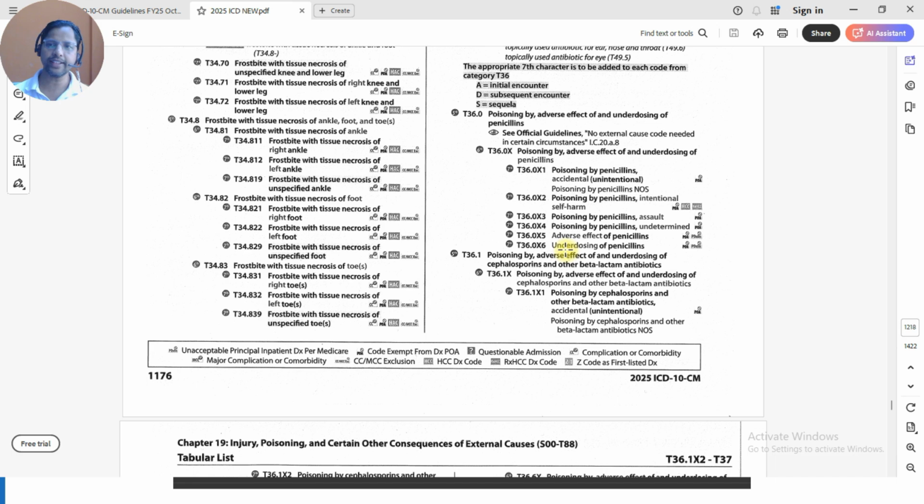T36.0 into 6 and A. A is for initial encounter, which means the patient is coming for the first time. Underdosing means the patient took a much smaller amount of the medicine than prescribed by the physician. For example, if the physician has prescribed 10 grams, and the patient has used only 5 grams, that is underdosing. Taking less intentionally.